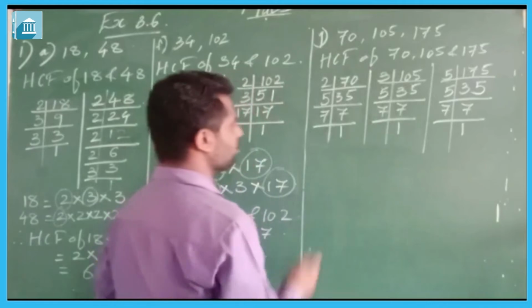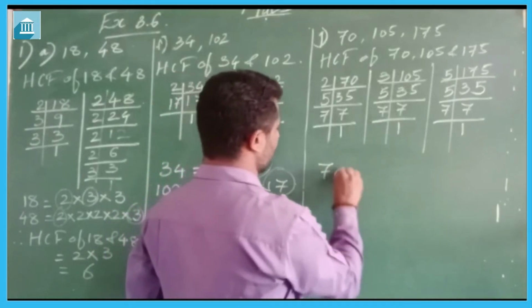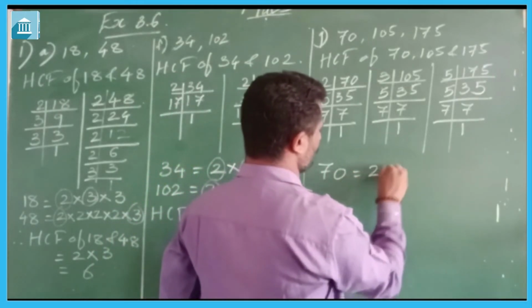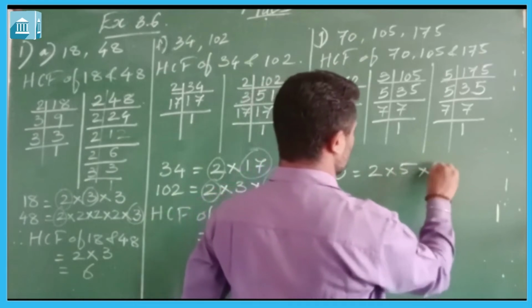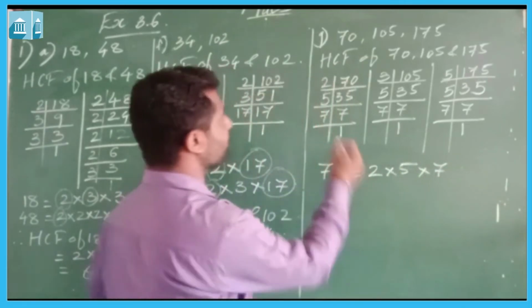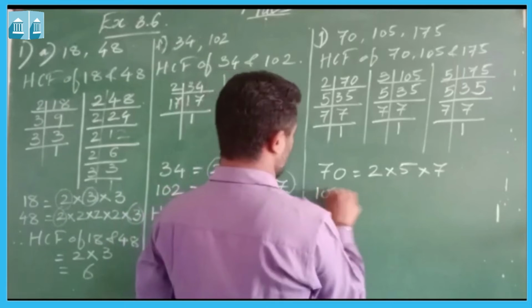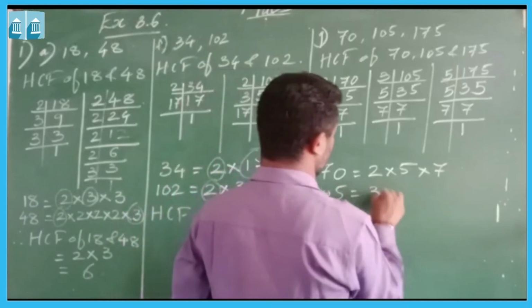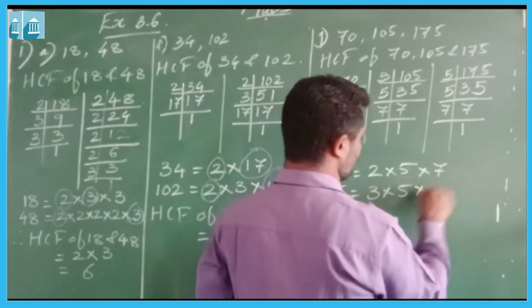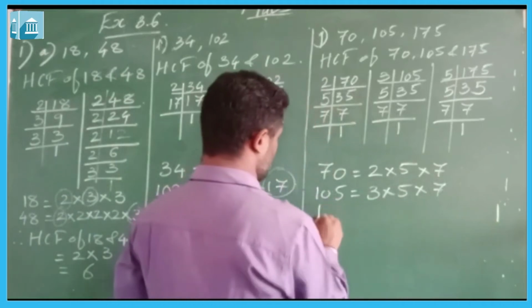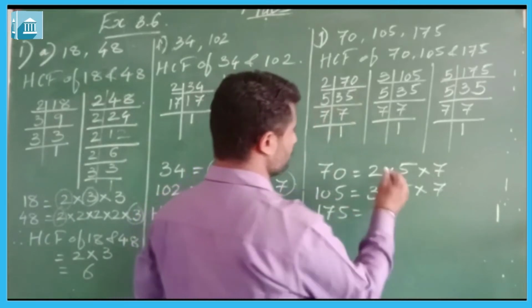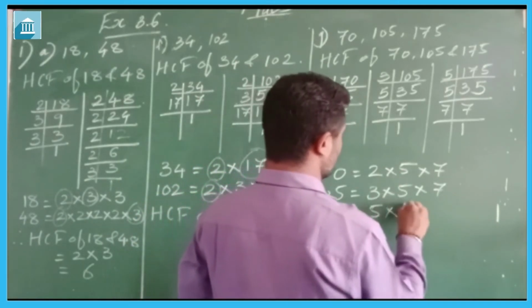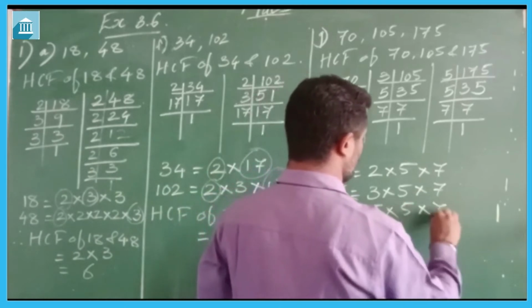Now when we do the prime factorization, 70 is equal to 2 into 5 into 7. 105 is equal to 3 into 5 into 7. And 175 is equal to 5 into 5 into 7.